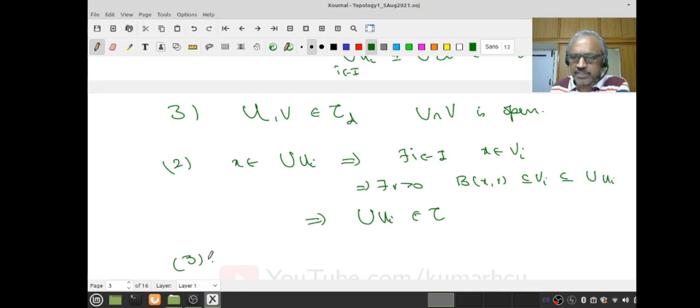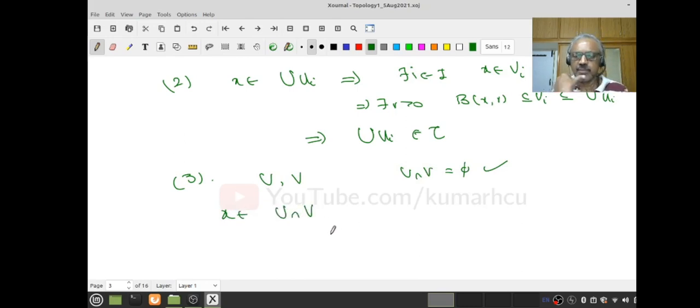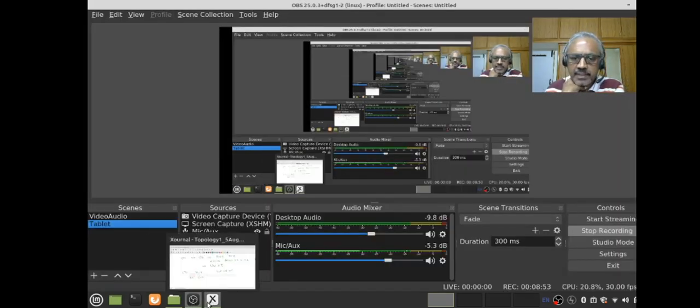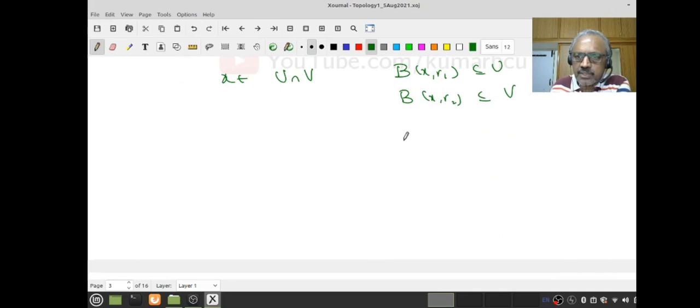Now 3 is more interesting. I want you to pay attention. Suppose U and V are open, and if U intersection V is empty, there is nothing to prove. So let's assume this is not empty. Let x belong to U intersection V. What am I supposed to show? I have to show there is an r positive so that B(x, r) is contained in U intersection V, right? So does it happen? Now there is an r1 so that B(x, r1) is contained in U, and B(x, r2) is contained in V, right?